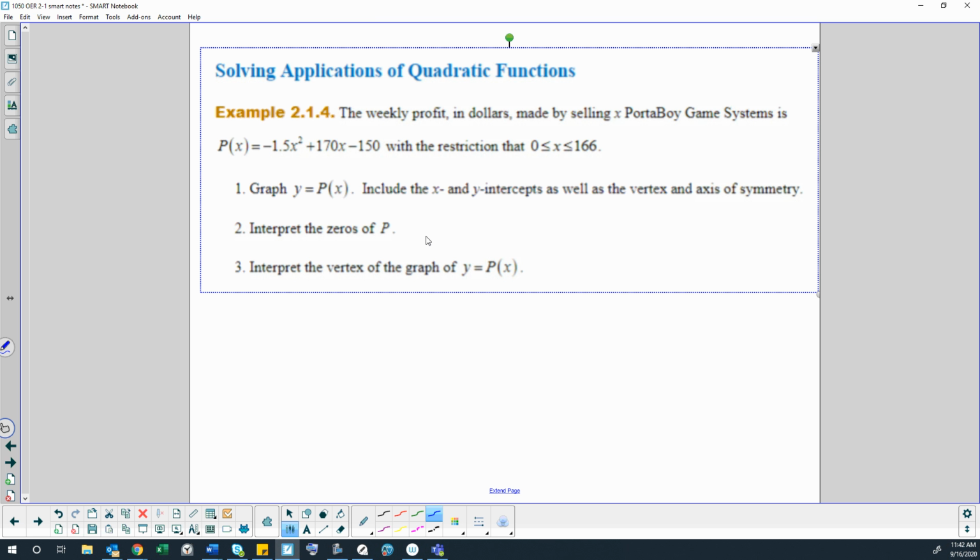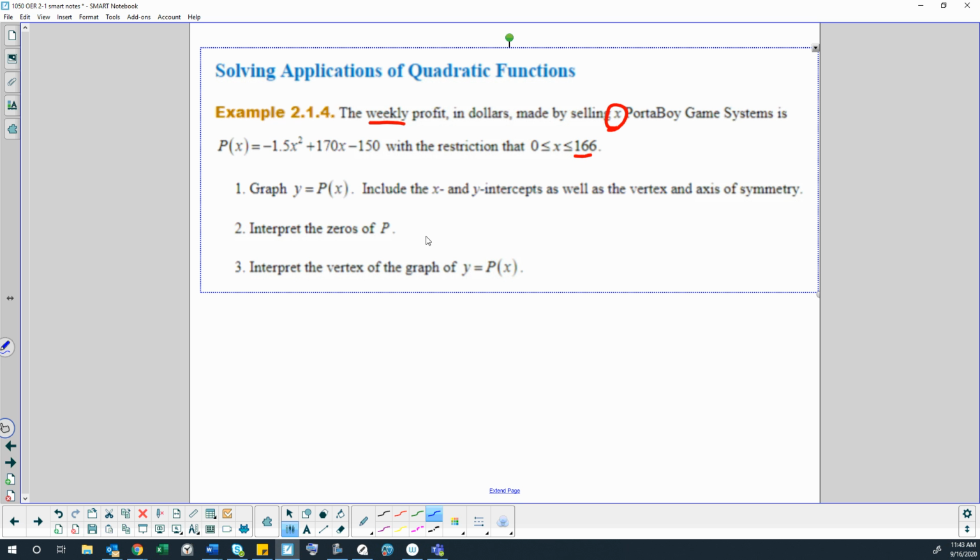Yeah, so this is a restriction per week, right? Basically they're saying we simply cannot sell more than 166 per week. We don't have time and materials to make more than that, or whatever the reasons are. Okay, so we are going to graph our function. We're going to include the x and y intercepts as well as the vertex and the axis of symmetry. So basically everything we just did on our little starter, only with a more complicated problem.